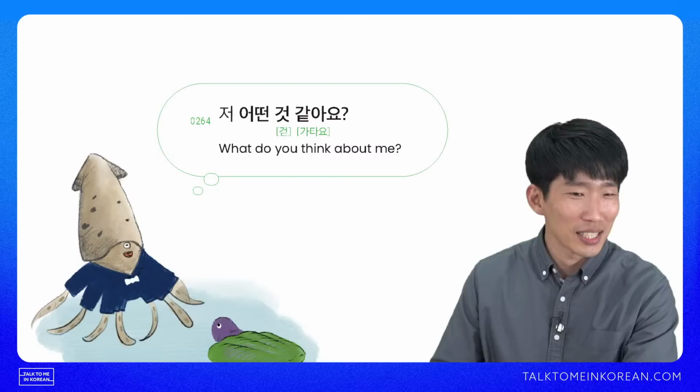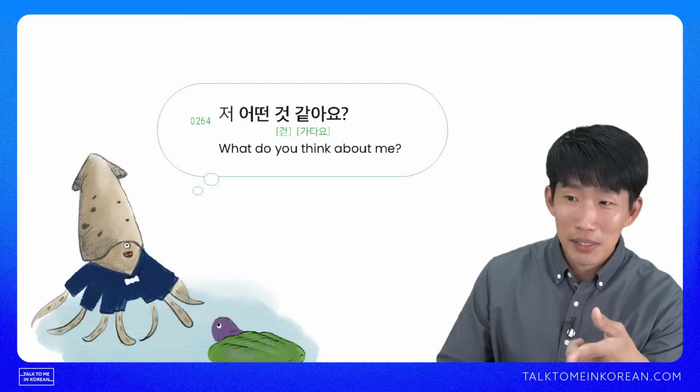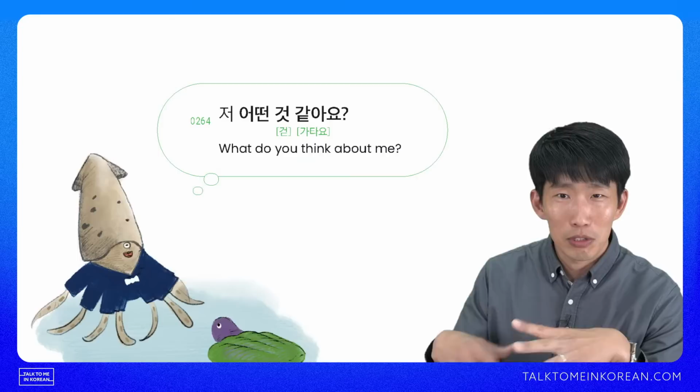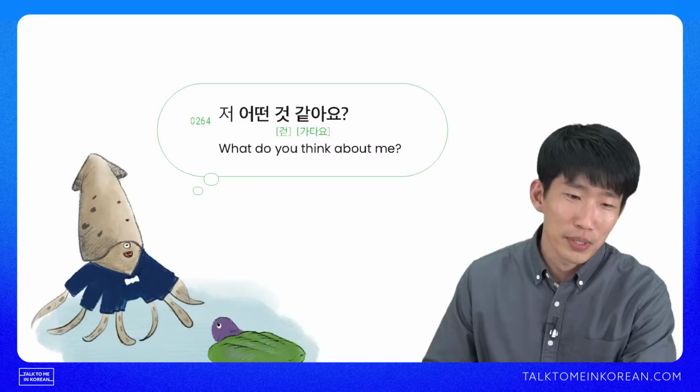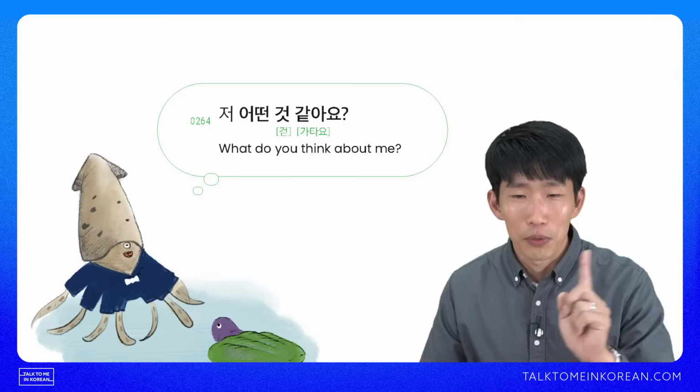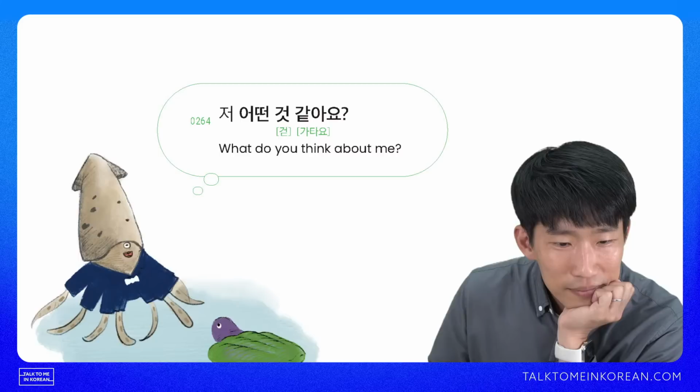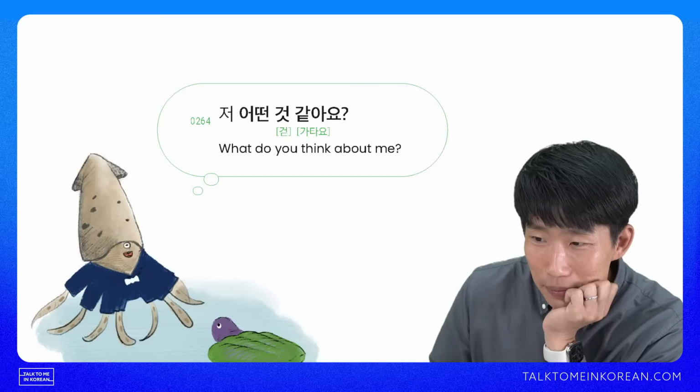So that's why, this was not my idea per se, but the illustrator, because it's so common in Korean culture to talk about 오징어 as a slangy expression, just drew 오징어, asking, what do you think of me? So you will see this now that you know. The more you know, the more you see. Okay, so that's why 오징어 is there.